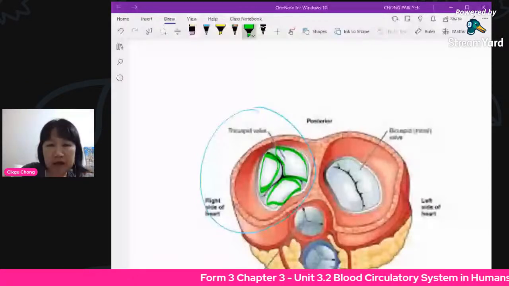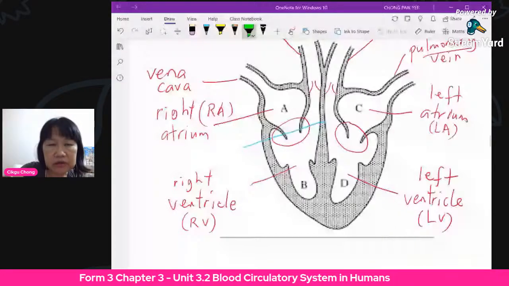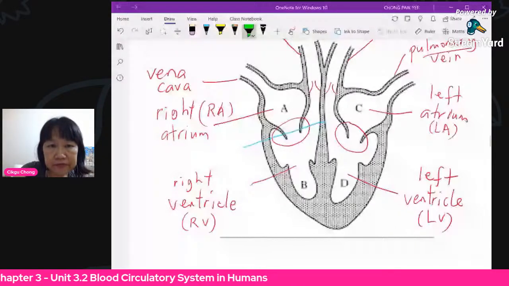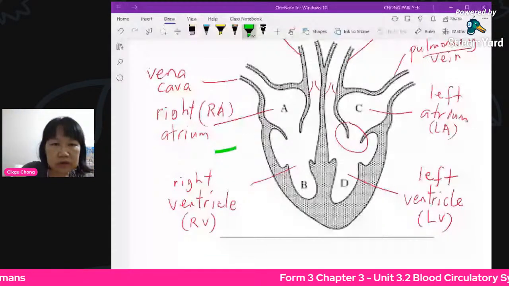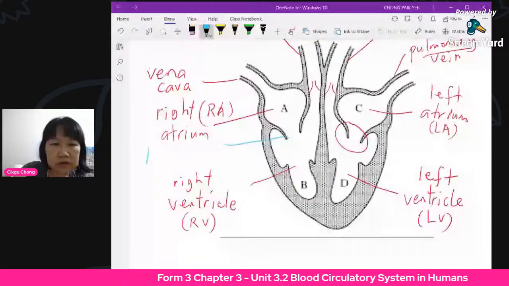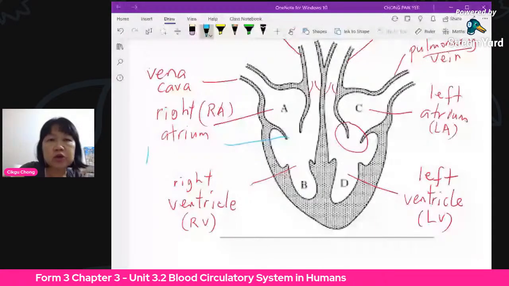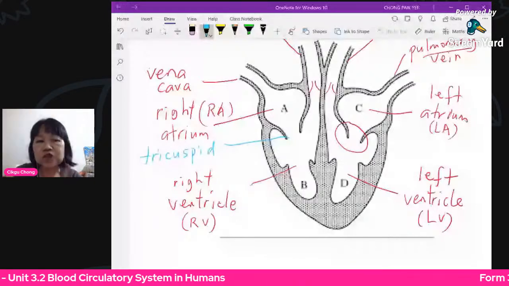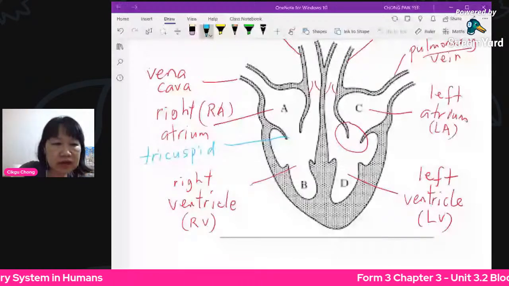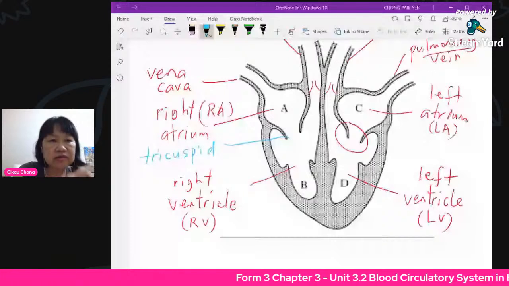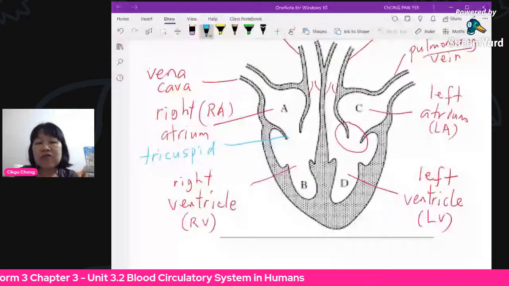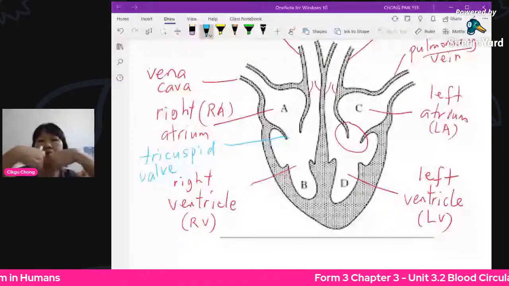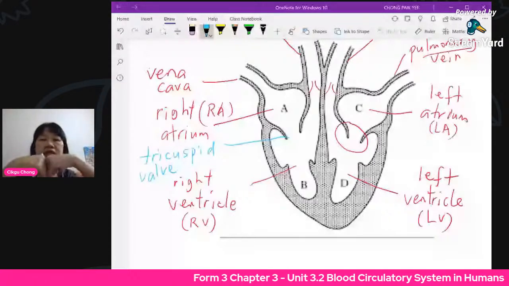Let me write it down, referring to this valve. Okay, different color. This is called tricuspid, C-U-S-P-I-D, not Cupid, not C-U-P-I-D. Tricuspid valve, V-A-L-V-E, not V-A-L-U-E. A valve is something that can close and open, to close the opening so that things cannot pass through.